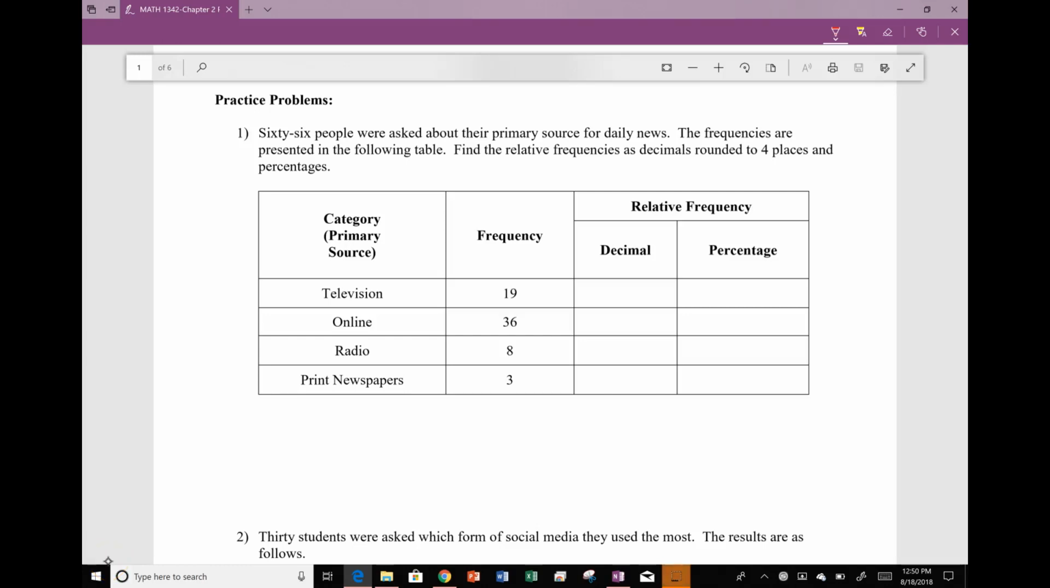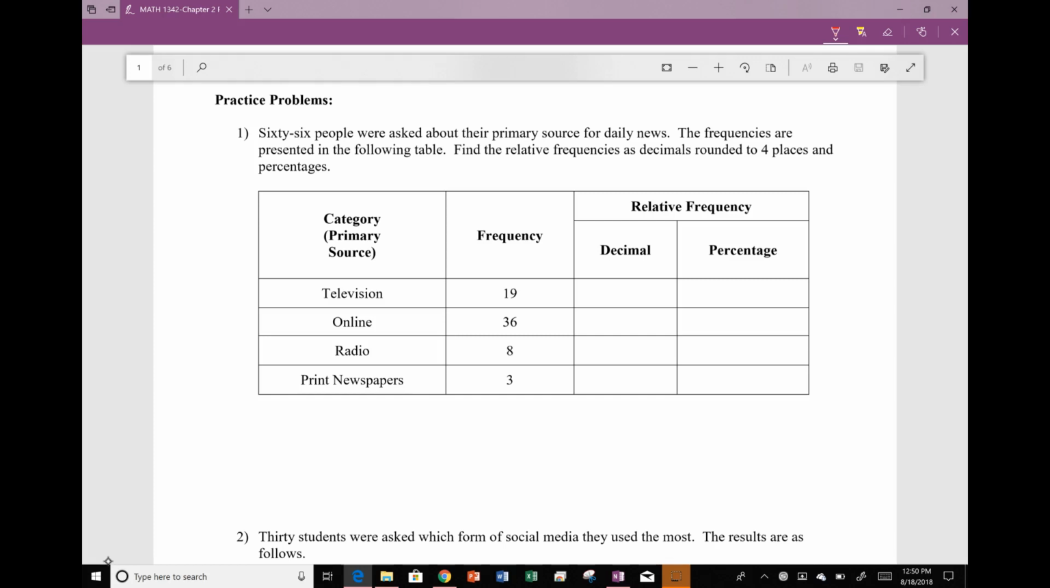In this video, we are going to look at some practice problems. In our first problem, we're looking at 66 people who were asked about their primary source for daily news. The frequencies are presented in the following table. Find the relative frequencies as decimals rounded to 4 places and percentages.